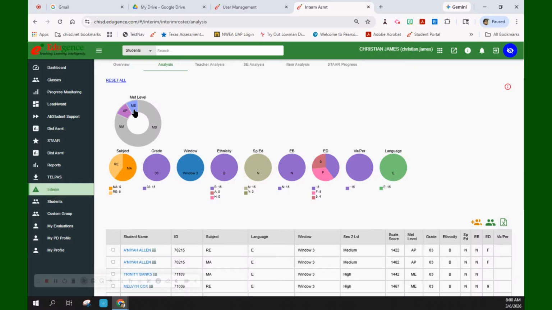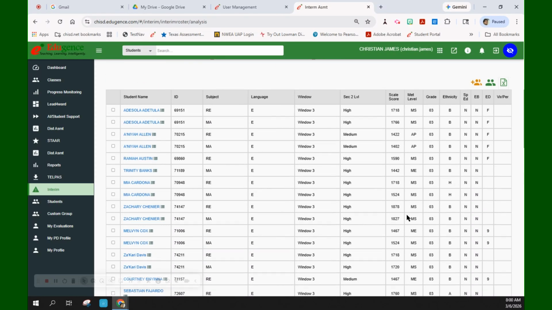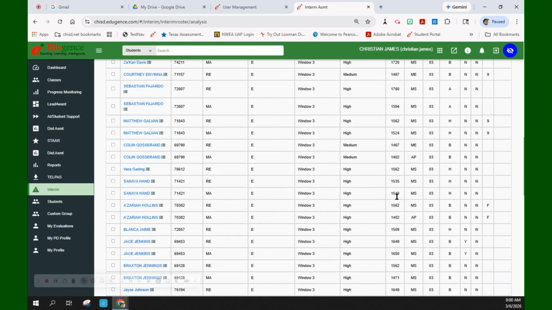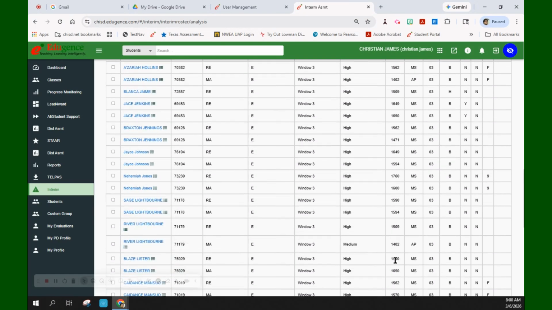Go all the way back, and now let's add approaches, meets, and masters. Again, all my kids by performance, how they performed, what their scale score was.